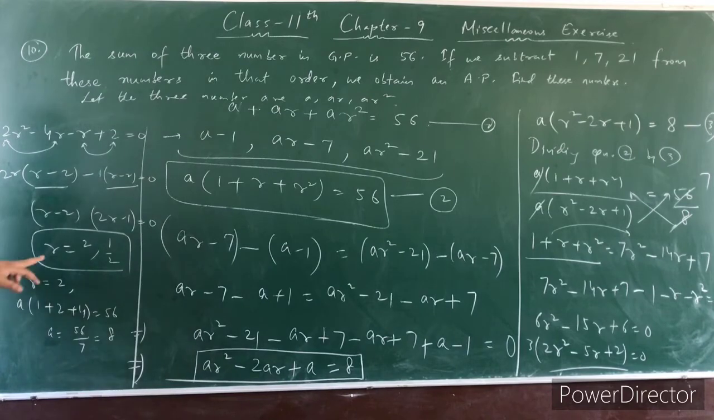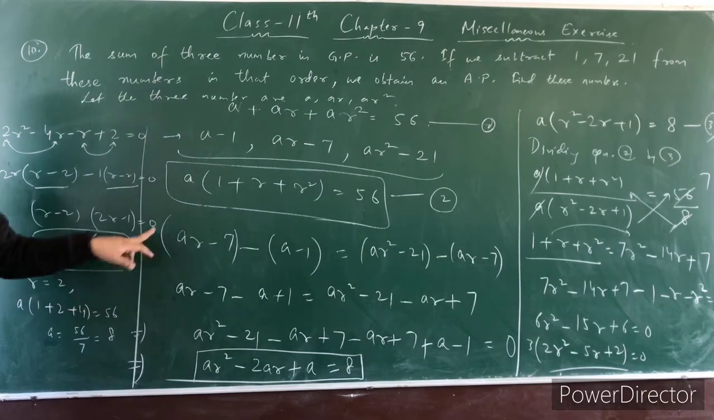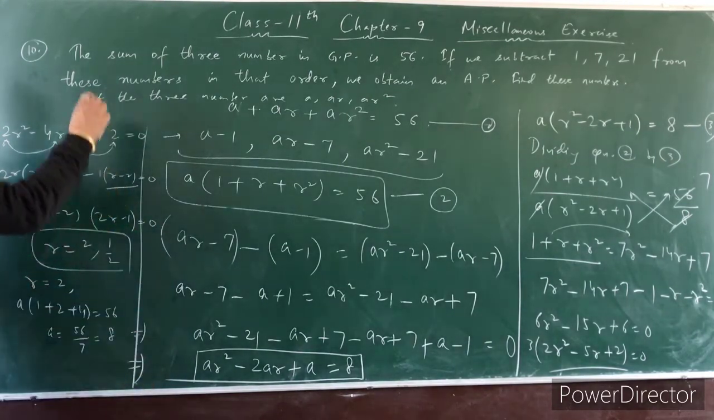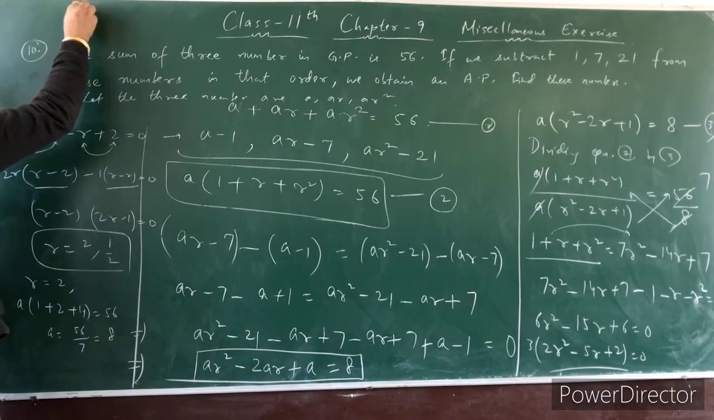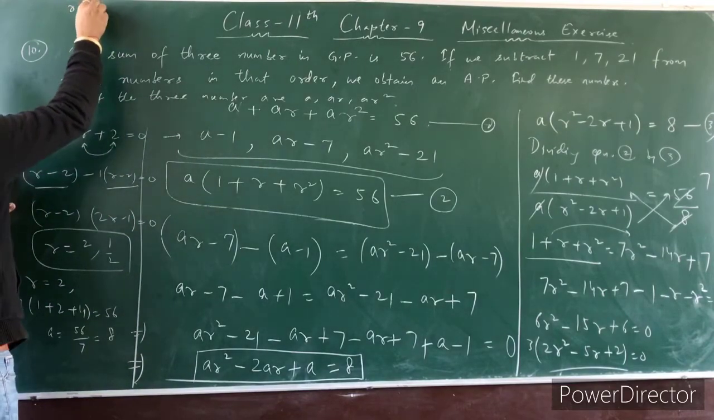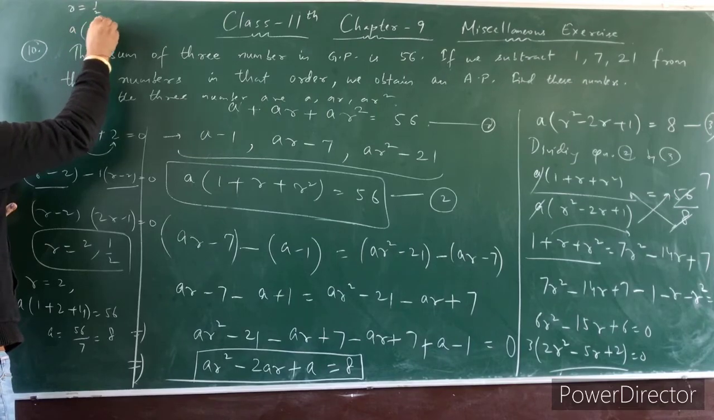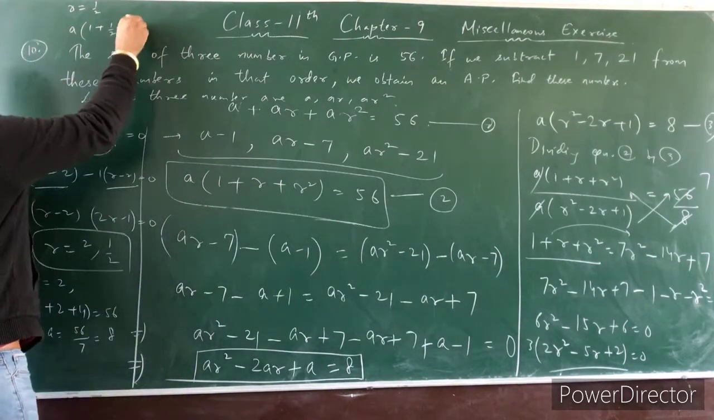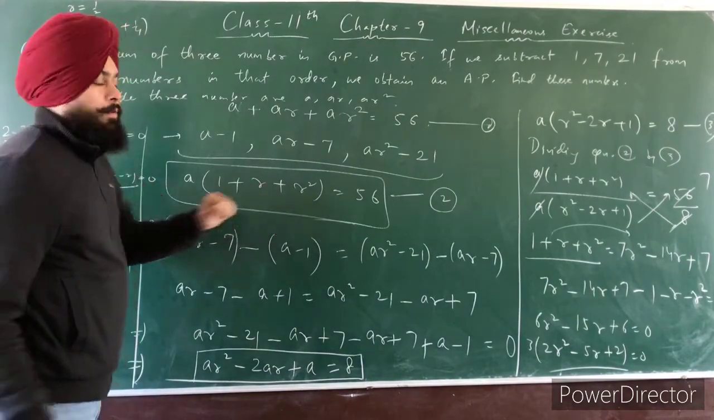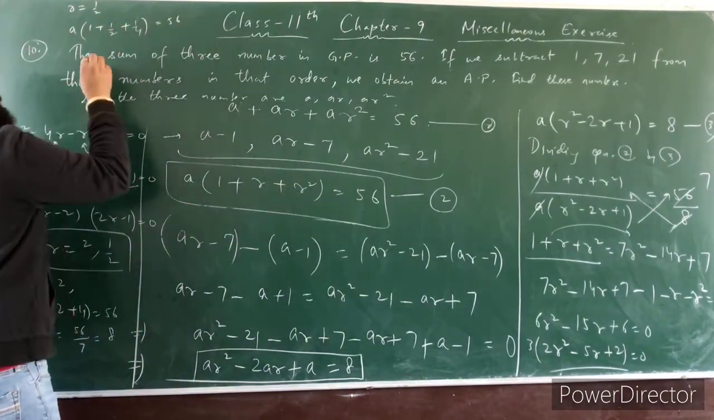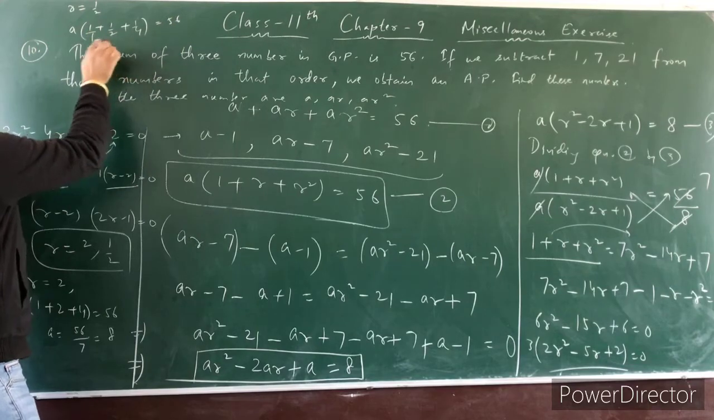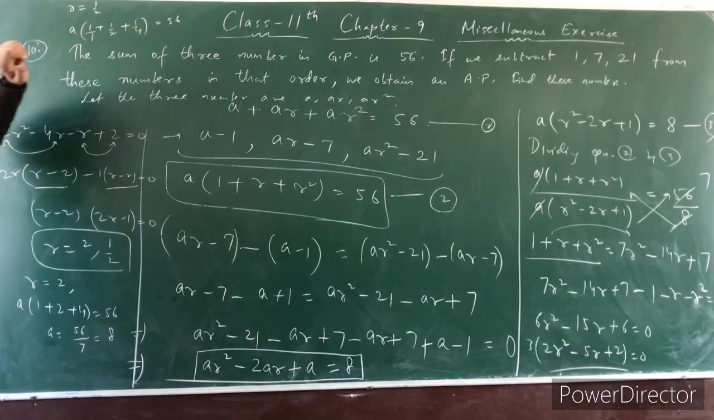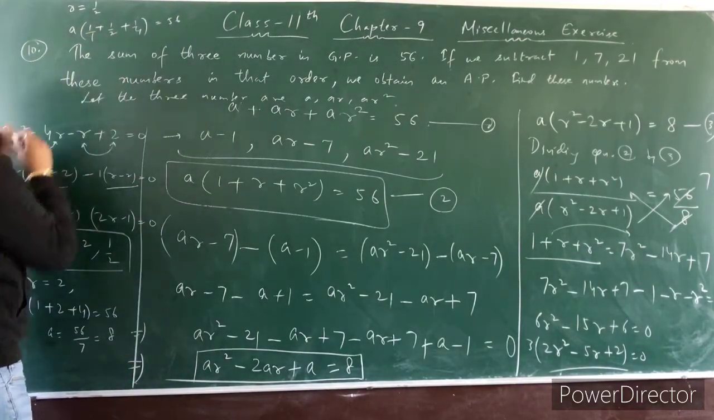Now again, when r = 1/2, what is a? So when r = 1/2, a is how much? a(1 + 1/2 + 1/4), because the square of 1/2 is 1/4, is equal to 56. Now you will take the LCM. So what is the LCM here? 4. So it is how much?